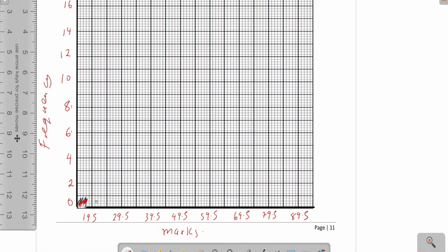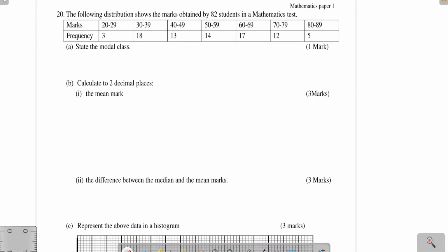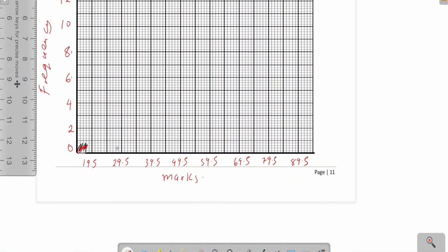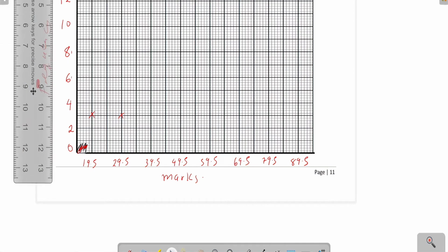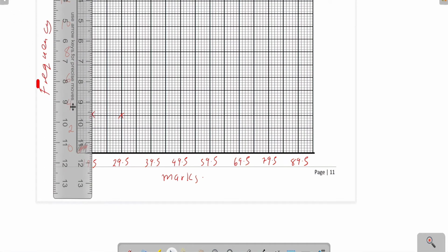So from 19.5 to 29.5, you see here the frequency is 3. So 19.5 to 29.5, the frequency is 3. So let's do this here. It is here. Okay, and let's just join it. So you join it.